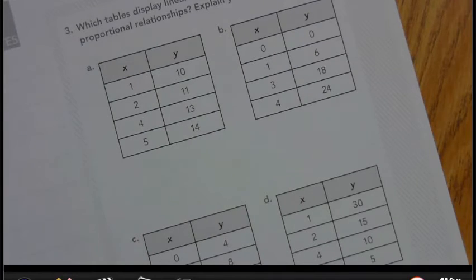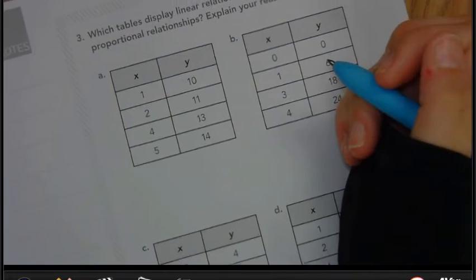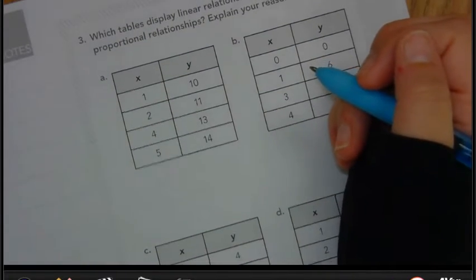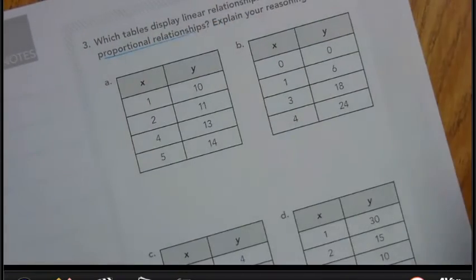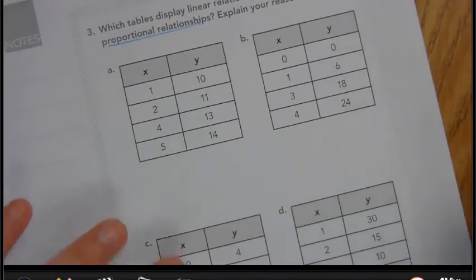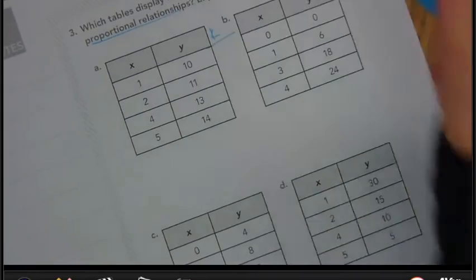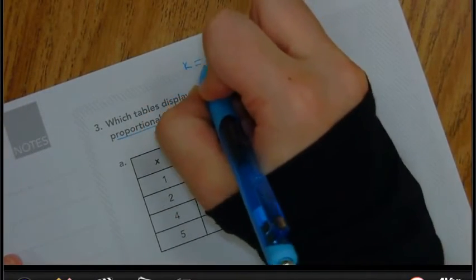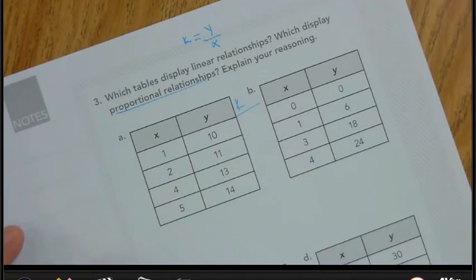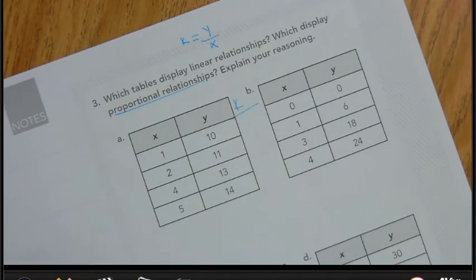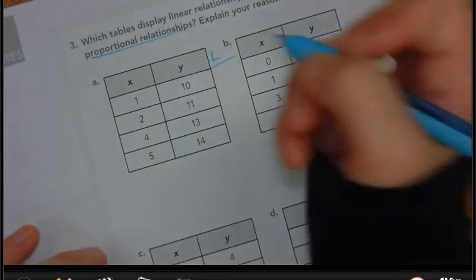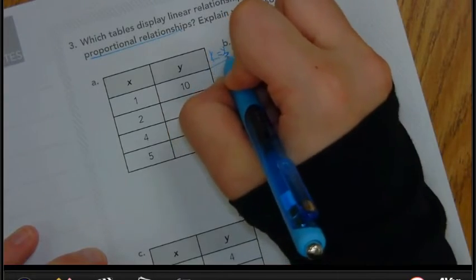Which table displays a linear relationship and which display proportional relationships, and explain your reasoning. So let's find the proportional relationships. In order to do this with the table, you can create what we like to call a K column. We learned the other day that K is equal to Y over X, and that is our constant rate of change. So K is equal to Y over X.